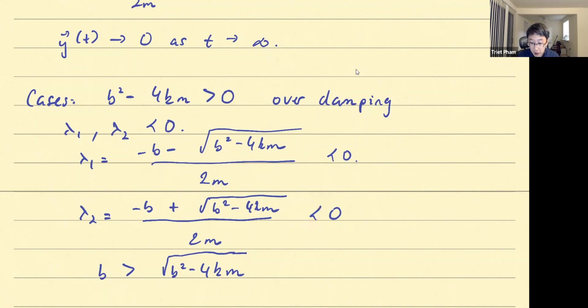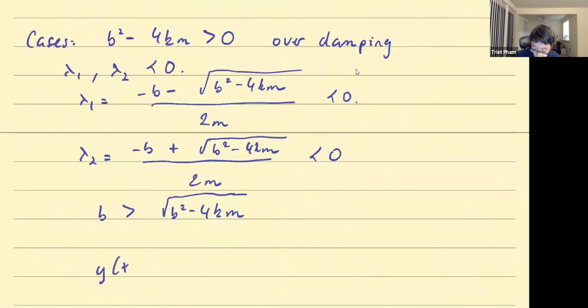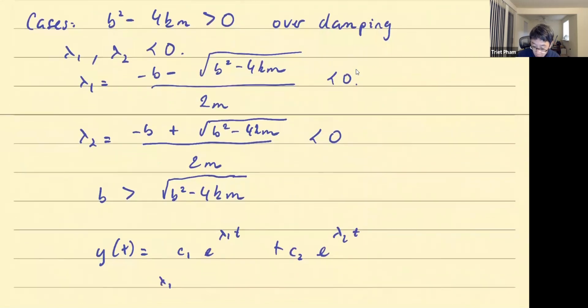Then it's not clear that the solution will go to zero as t goes to infinity. In fact, what happens is you have your solution like this: C1 e to the lambda 1 t plus C2 e to the lambda 2 t, and both lambda 1 and lambda 2 are negative.